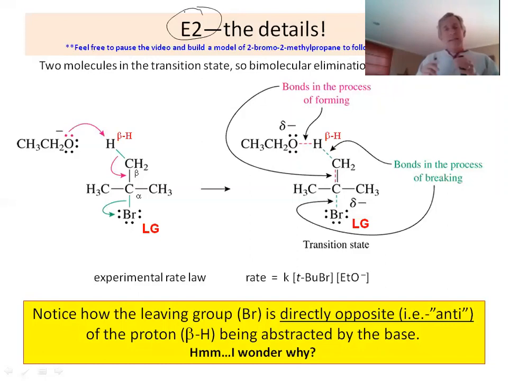But notice the key here is that there's a little bit of stereochemical stuff going on. Notice this is kind of straight away. The proton is straight opposite, anti, from the leaving group. I'm not trying to abstract a proton from the same side as the leaving group. Sound familiar? It's kind of SN2-like, right? Cool.